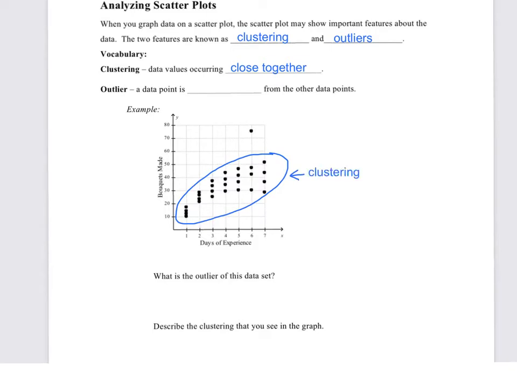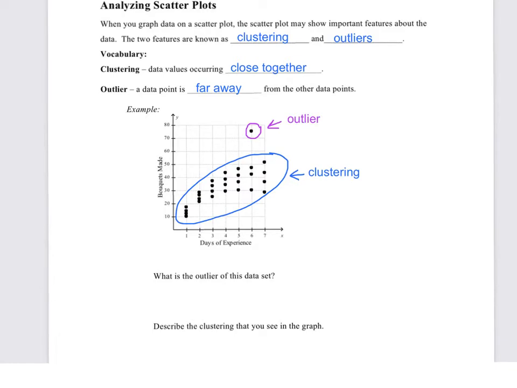An outlier is a data point that is far away from the other data points. So looking at that scatter plot, you have one point right here that's not with the other data sets. That is called an outlier.